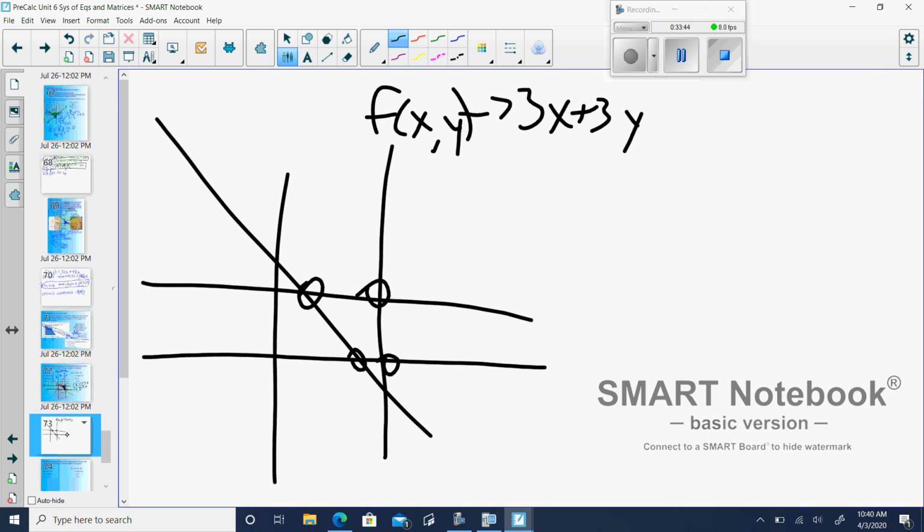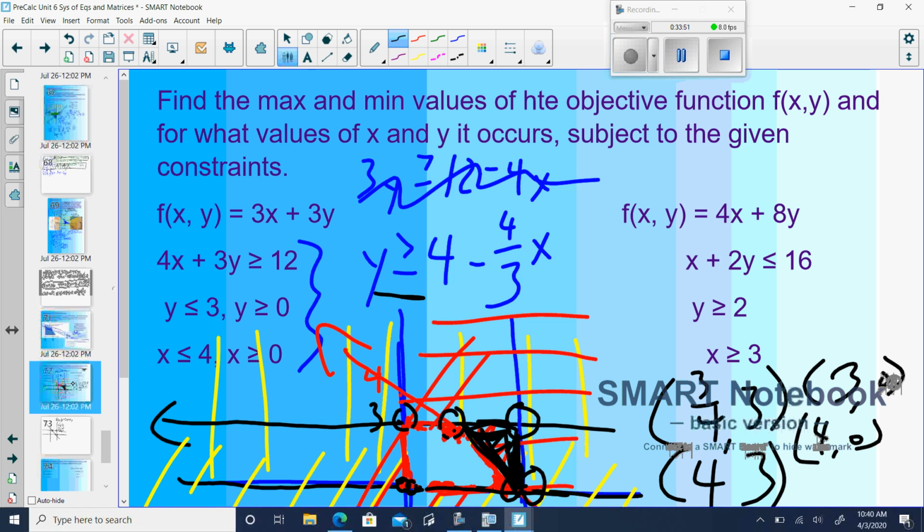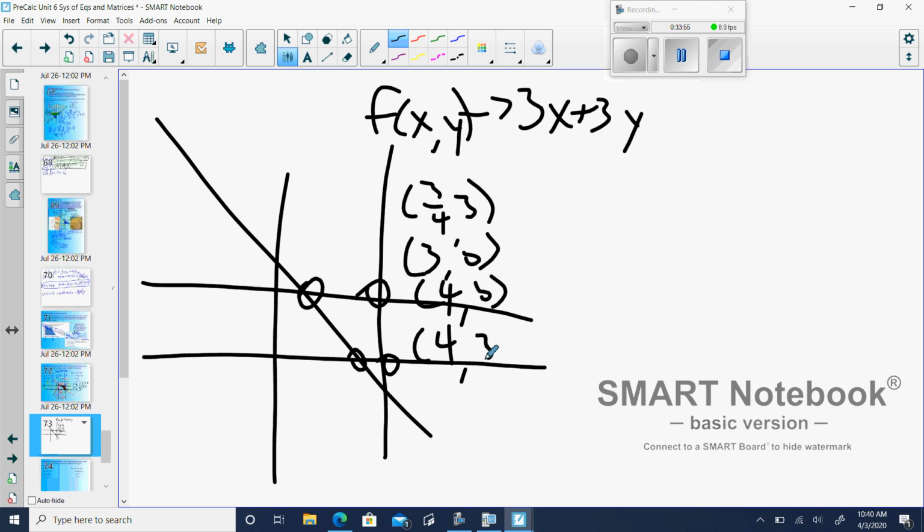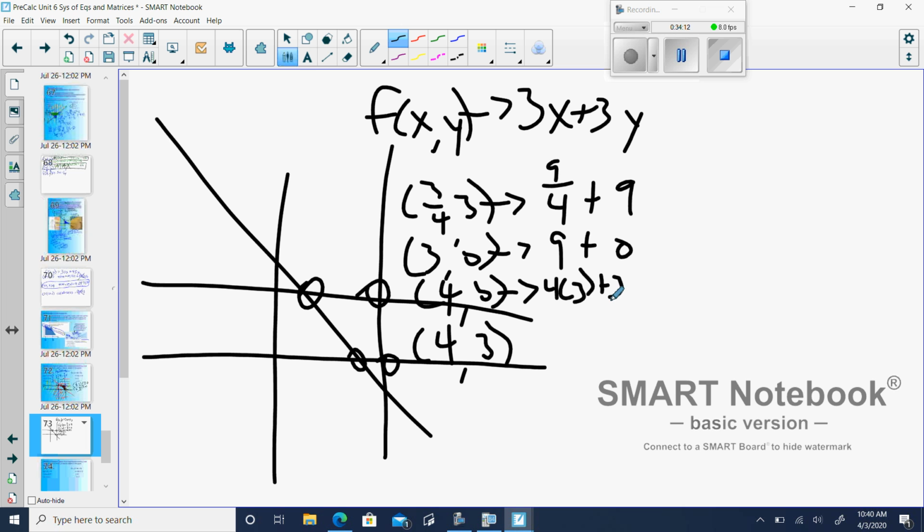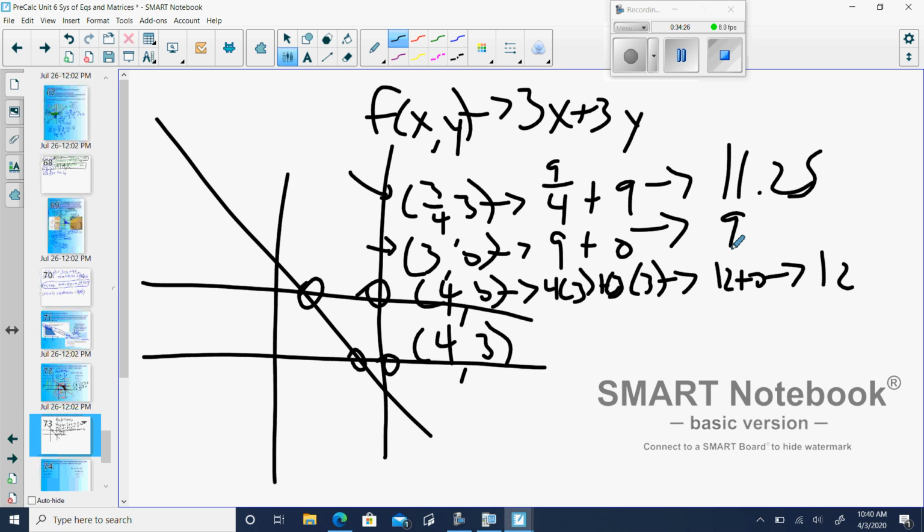So 3/4, 3, 3, 0, 4, 0, and 4, 3. All right. So over here, 3 times 3/4, so we have 9/4 plus 9. 3 times 3, so 9 plus 0. 4 times 3. Right, you didn't see this before, so I'm going to show this. Plus 0 times 3, because we saw these on the other side. So that's 12 plus 0, that's 12. This is 11.25, this is 9. And this is going to be 3 times 4 plus 3 times 3. So that's 12 plus 9, that's going to be 21.